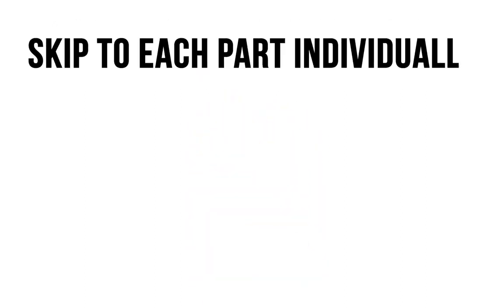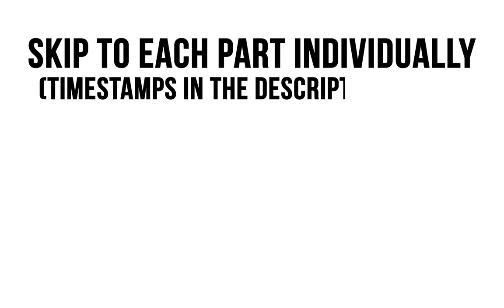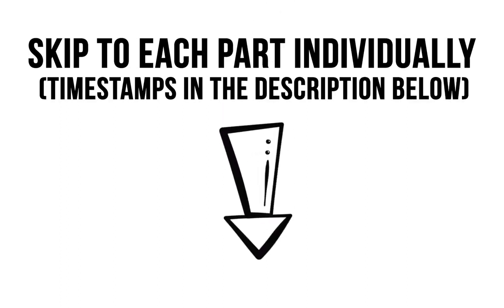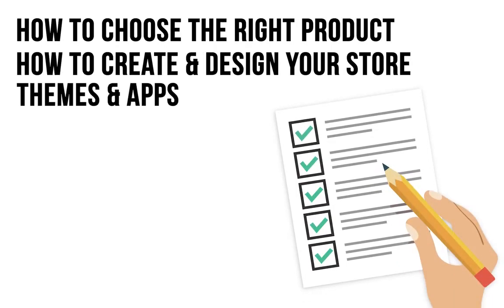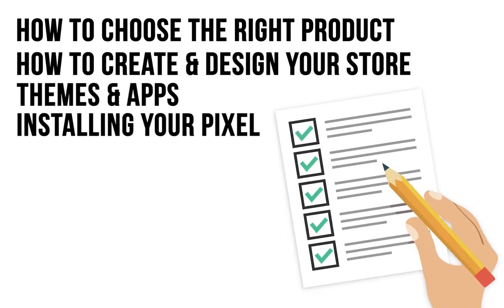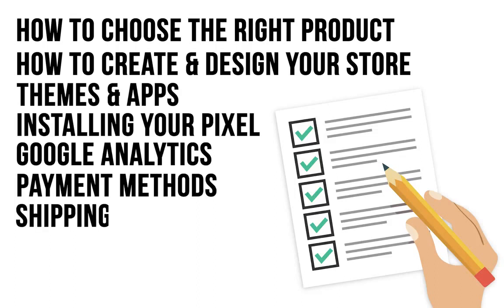Now in this video, it's going to be a complete tutorial, and I'm going to make it so you can skip to each part individually. I'm going to put a timestamp below in the description of every single different part. We're going to go over how to choose the right product. We're going to go over how to create and design your store, the themes, the apps, all the technical stuff, installing your pixel, Google Analytics, your payment methods, your shipping zones.